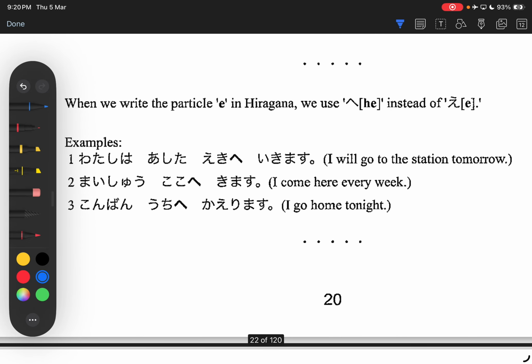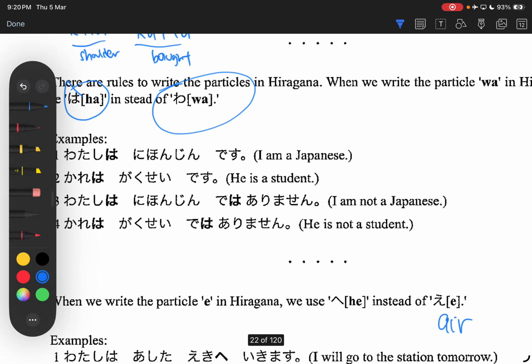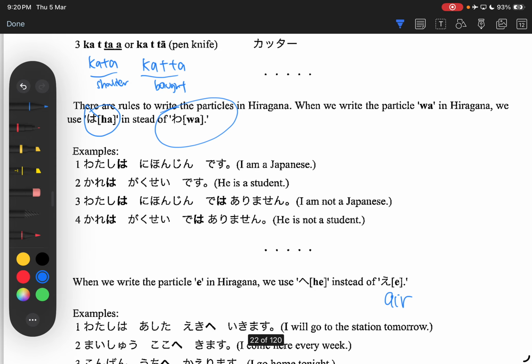Okay, next we have this HE character. As I told you, 99% of the time we pronounce it as just E. We pronounce it as E. I don't need you to know the sentence now. We will see it again later. Just understand that HE, most of the time, we read it as E. HA, most of the time, we read it as WA.